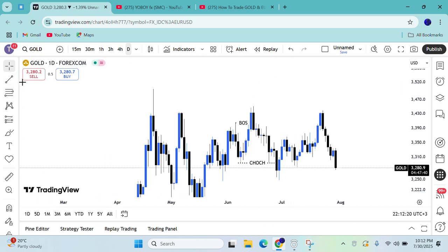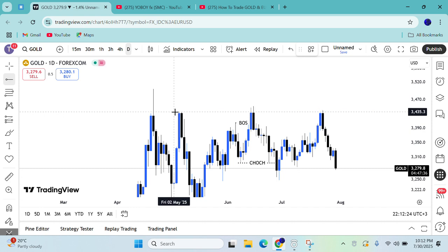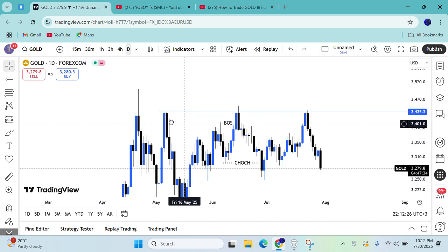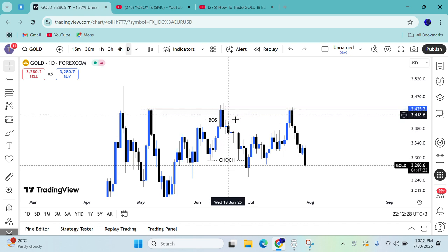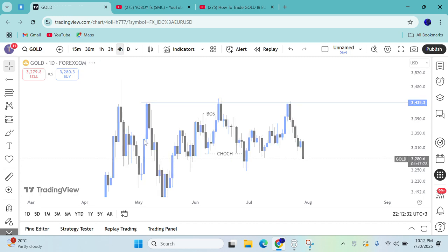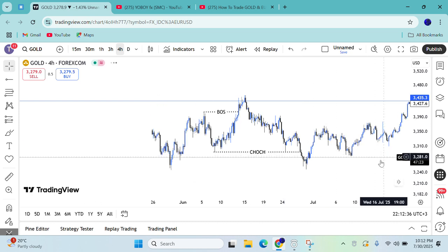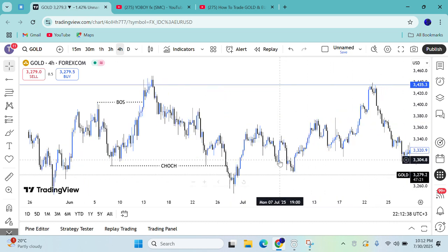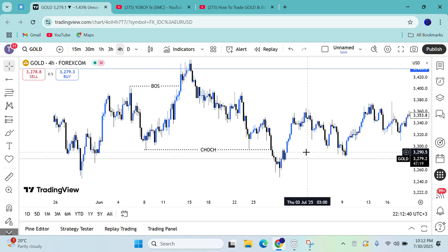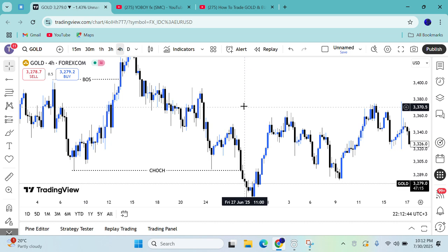Let's just mark our sweep of liquidity from the daily time frame. So this is the sweep of liquidity from the daily time frame. You can see very clearly after this break of structure. And now in the 4-hour time frame, we have the change of character to the downside. It is a very clear change of character to the downside.